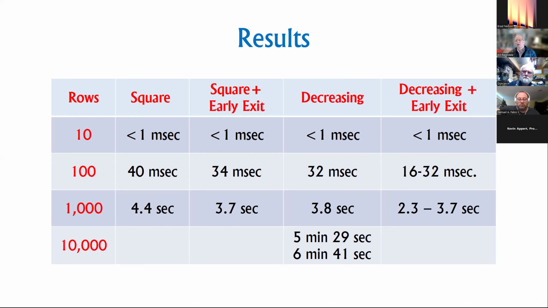And finally, the decreasing sort with the early exit, again, makes a slight improvement. It's random, statistical rather, so that at a 100 row matrix, the fastest time was 16 milliseconds, and the slowest was 32. So if it finds a partially sorted matrix, it may terminate early. And finally, on the 1,000 row, we got down to as low as 2.3 seconds.